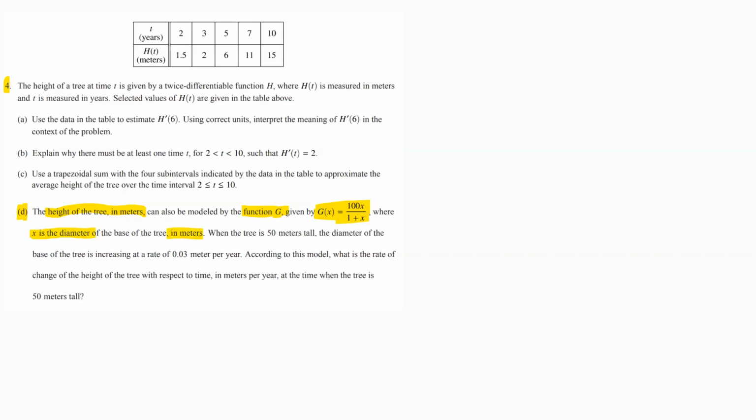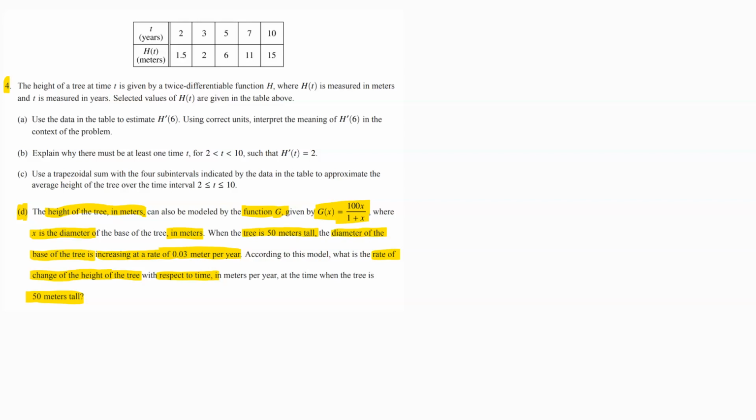And then they're telling us when the tree is 50 meters tall, the diameter of the base of the tree is increasing at a rate of 0.03 meters per year. According to this model, they want to know what is the rate of change of the height of the tree with respect to time in meters per year at the time when the tree is 50 meters tall.